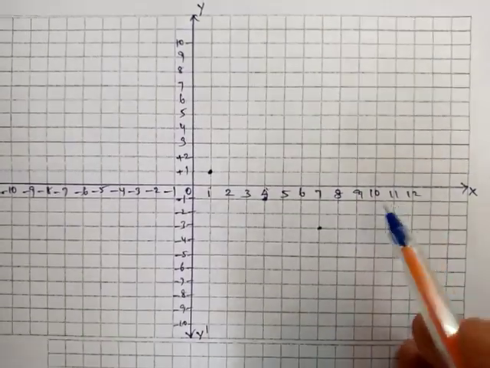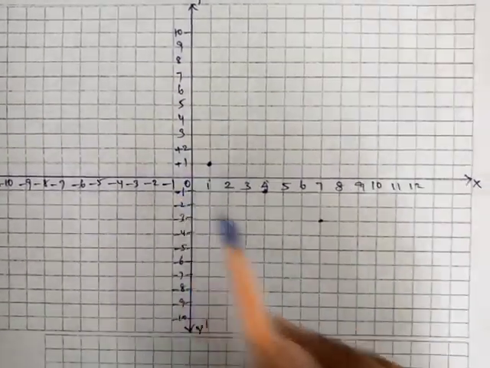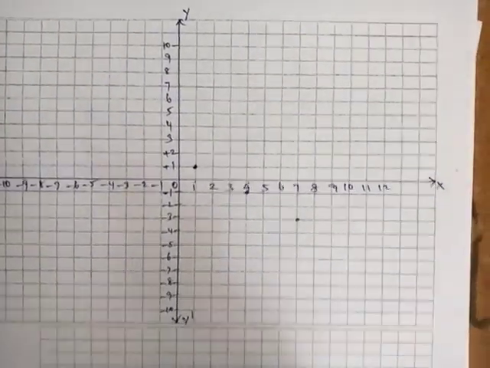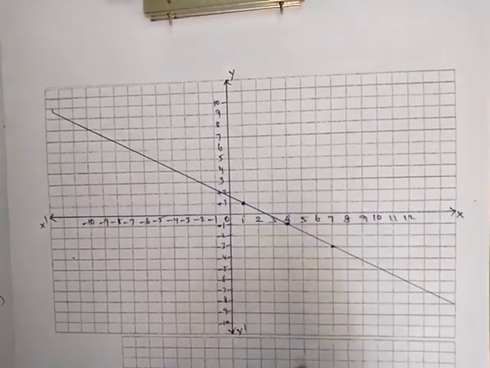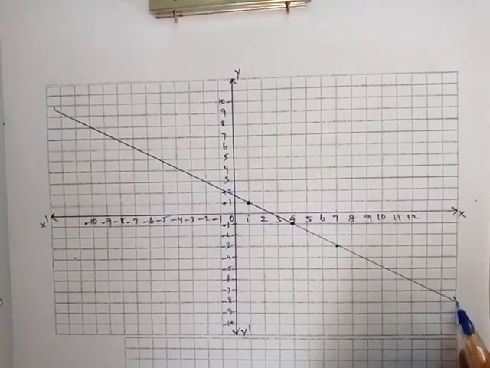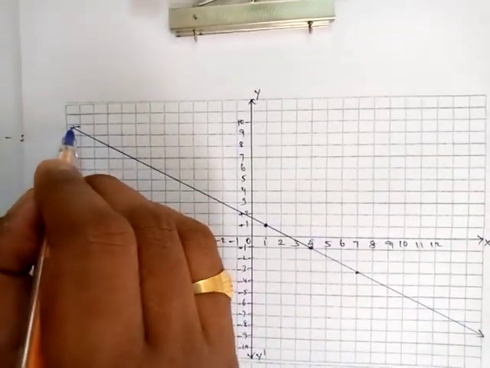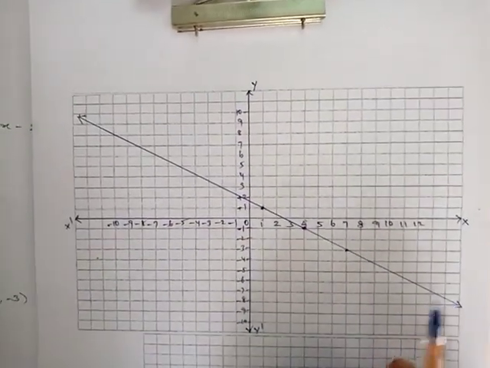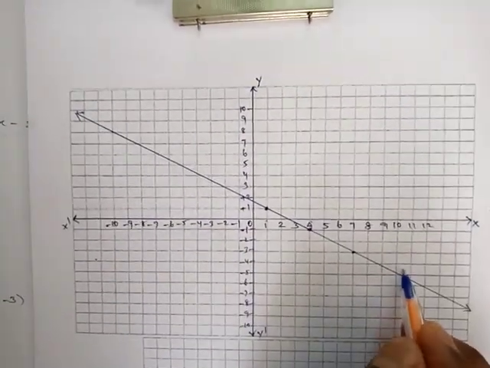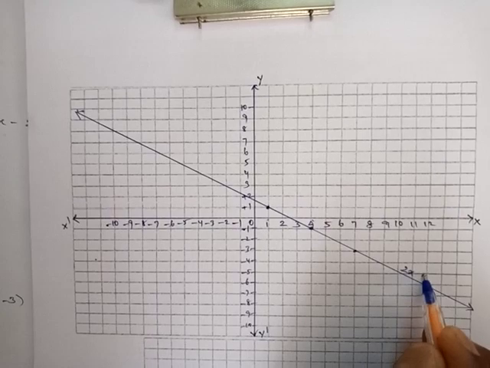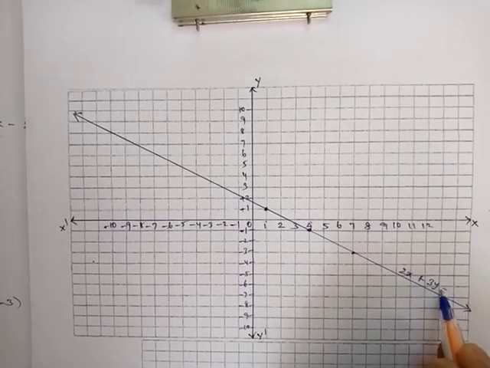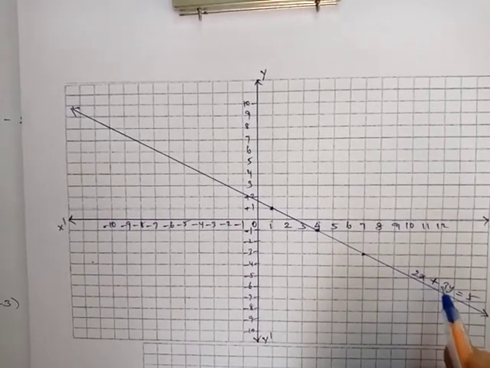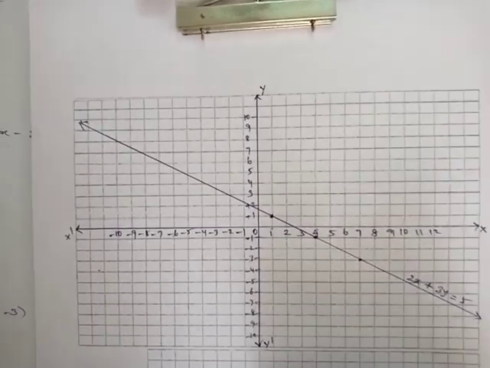First draw this one, after that plot these points and join these 3 points. Like this, you draw this line, that is, join this line. After that, write the equation 2x plus 3y is equal to 5 on the line. On the line we have to write this equation.